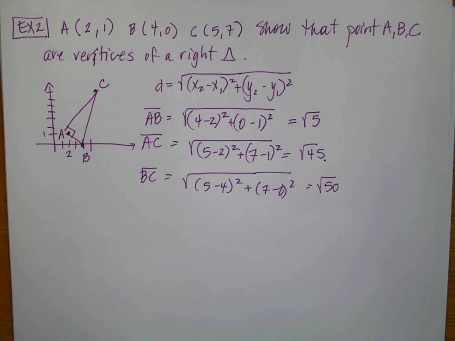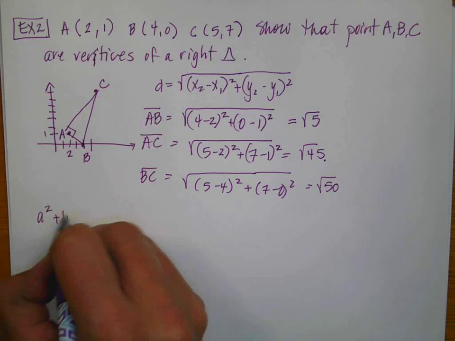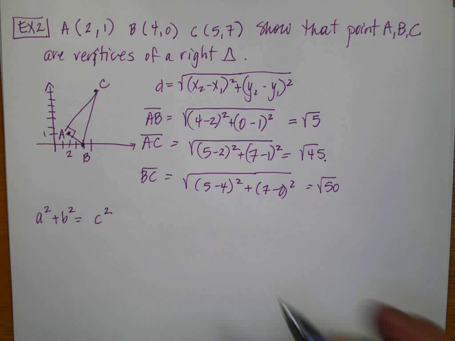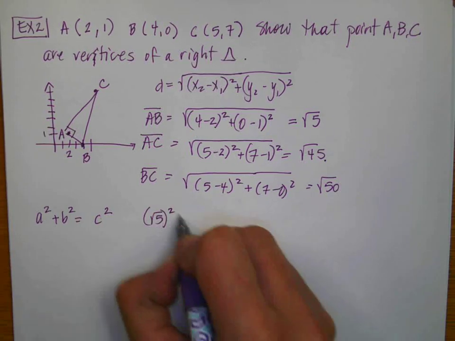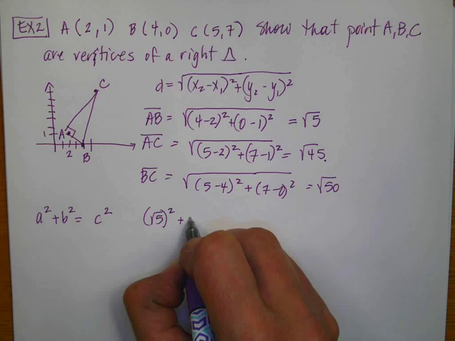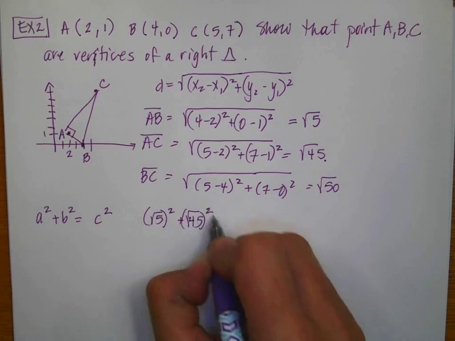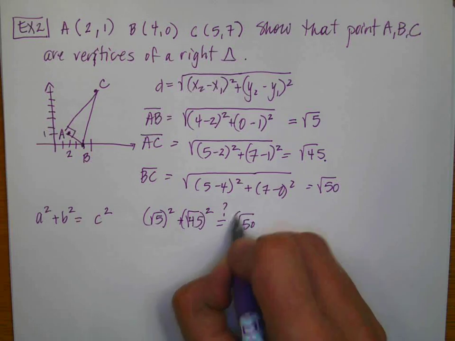Now, the Pythagorean theorem, remember, because we are trying to show that it's a right triangle, shows that a leg squared plus a leg squared is equal to the hypotenuse squared. So I'm going to take radical 5 and square it, and radical 45 and square it, and I want to know if that equals the square root of 50 squared.